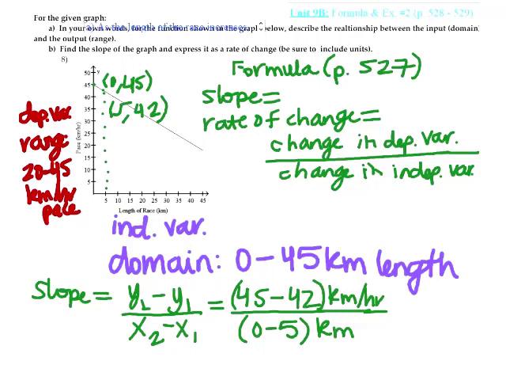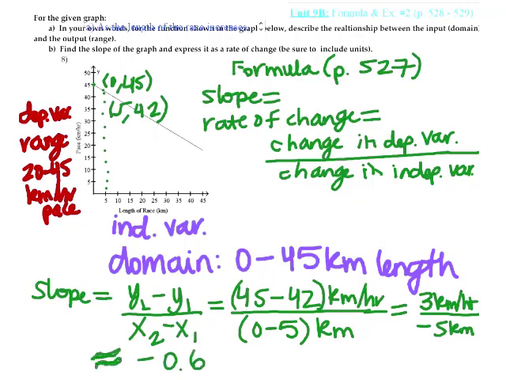From here, you'll plug this into your calculator. You can also reduce this prior to plugging into your calculator. So you'll get 3 kilometers per hour over negative 5 kilometers. From here, you'll plug that into your calculator, and for the slope, you'll get negative 0.6.